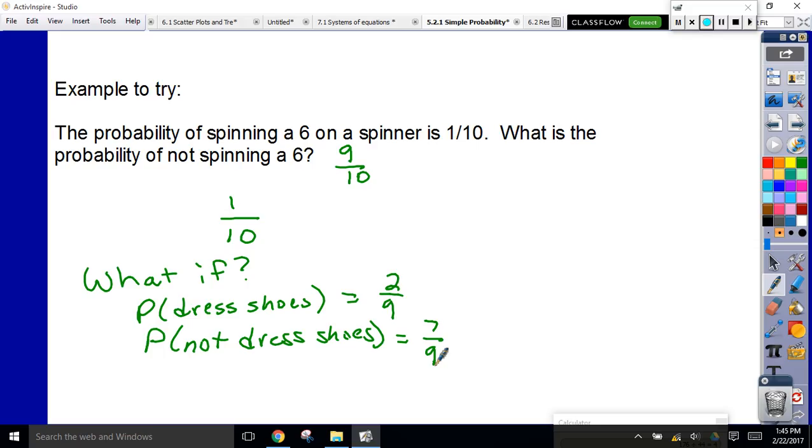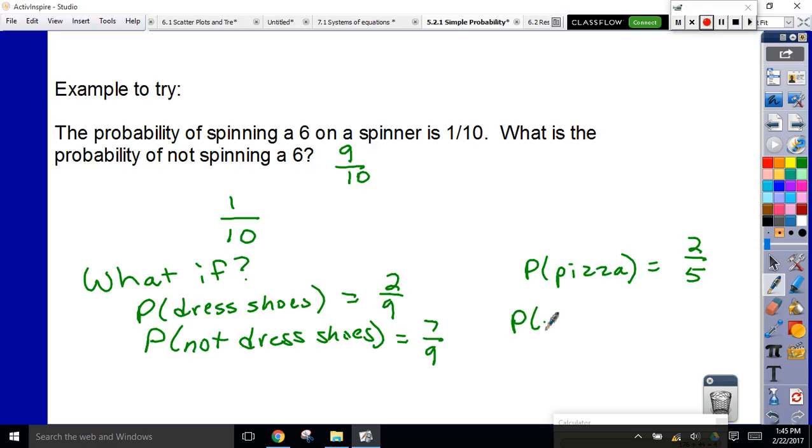Okay, let's say the probability that someone ate pizza for lunch is 2 out of 5. Wait a second, I did that wrong. 3 out of 5 then.